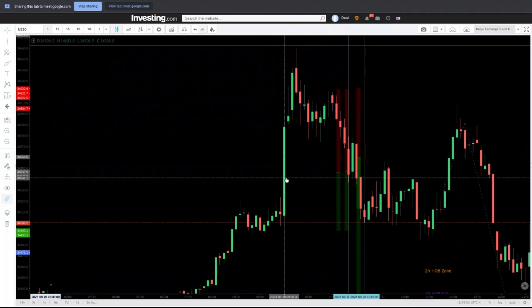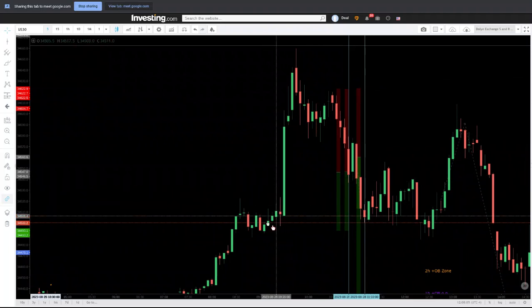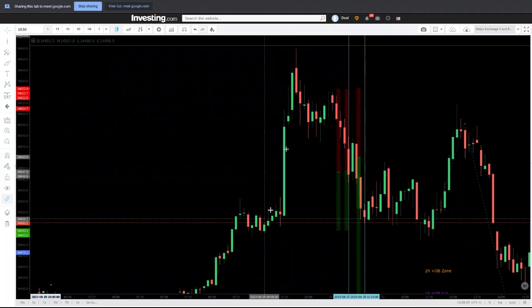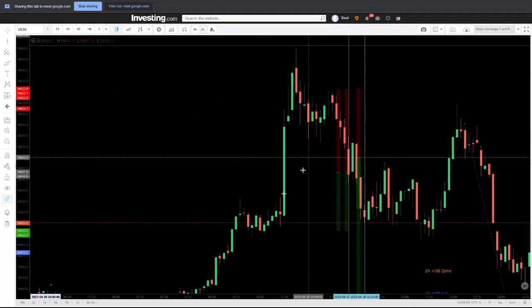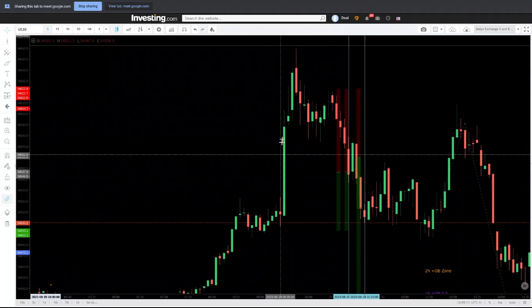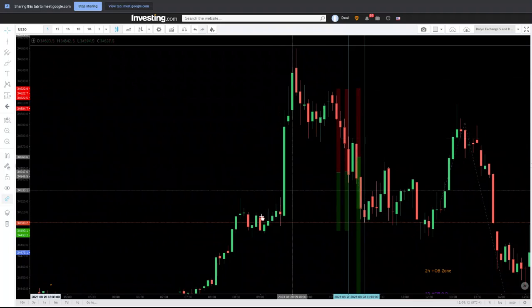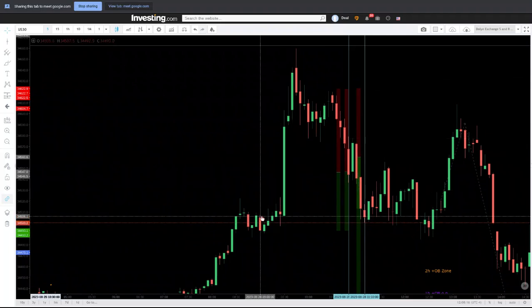So that was the second confluence, and then the third confluence was just market structure, meaning that when you see a big candle like this, price has to come back down to the origin, what ICT called RTO, return to origin. So it was 3 confluences.